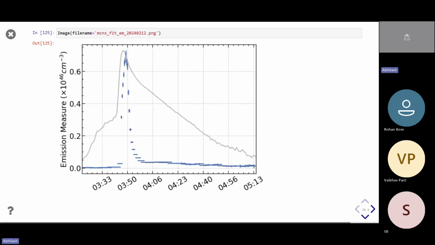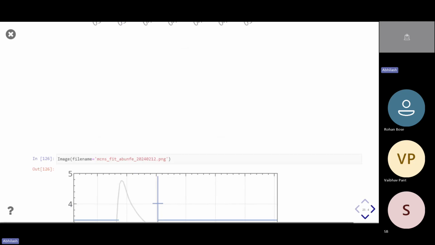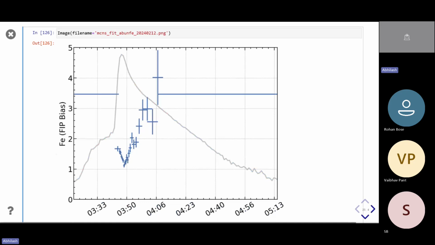This is typically what the flare looks like. And if you look at the evolution of, say, the ion abundances, this is what it looks like. There is something called the FIP effect. I'm not sure anyone touched on it.